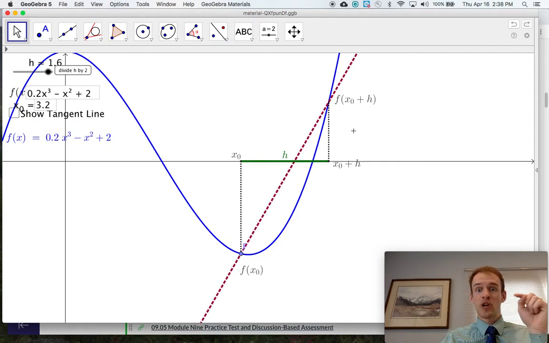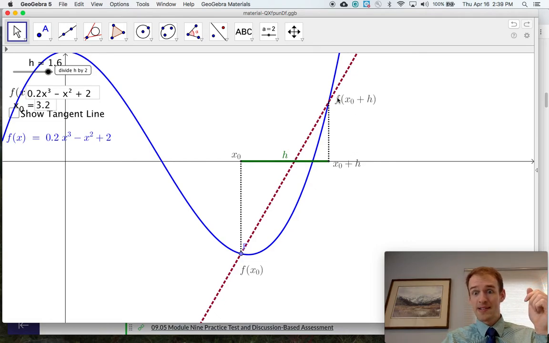So let's subtract the y values. Well, the y value of this point is f of x naught plus h, and the y value of this point is f of x naught. So I would subtract f of x naught plus h minus f of x naught. That would give me the rise between those 2 points. Now let's do the run. Well, I could subtract x naught plus h minus x naught. We'd get h. Or you could just see, obviously, that the run between these 2 points is h.